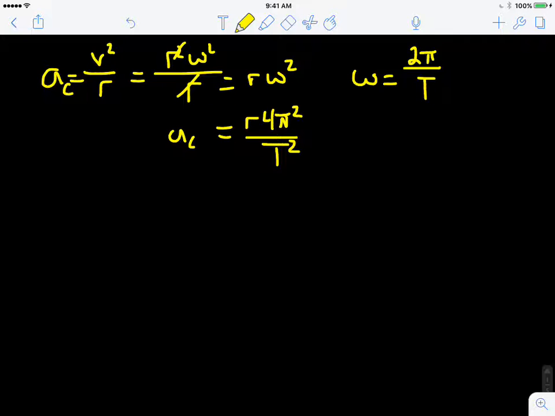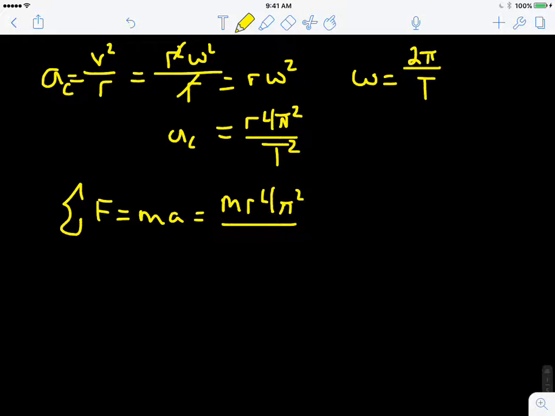And then what we can also do, if we're getting really crazy with this, is that what we can plug in for a is that we get m r 4 pi squared over T squared. Okay, but we can also play around with this and say this is equal to m times v squared, which v squared was nothing more than r squared omega squared divided by the period. Okay, so obviously we have a lot of different ways of writing this.